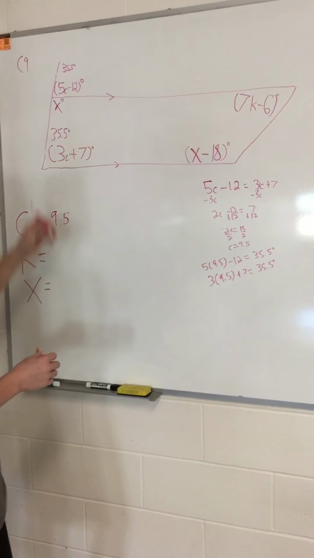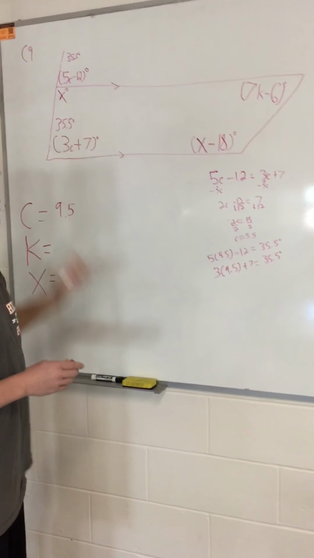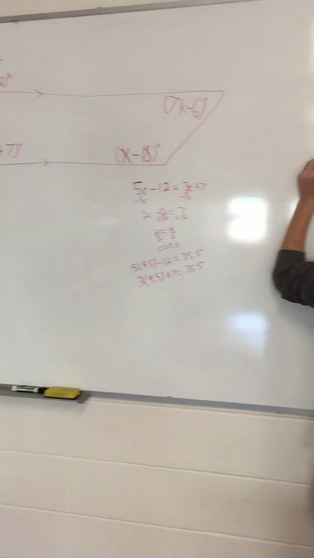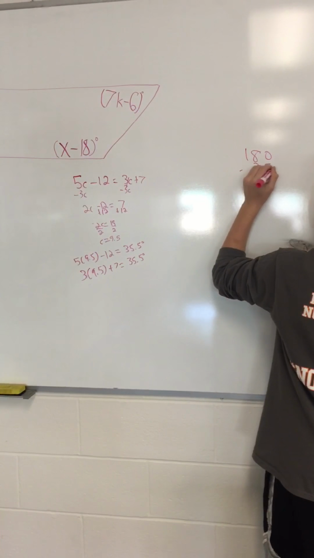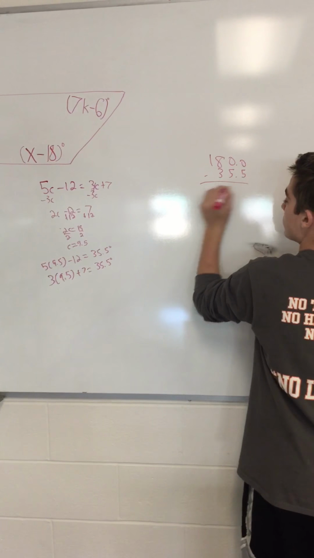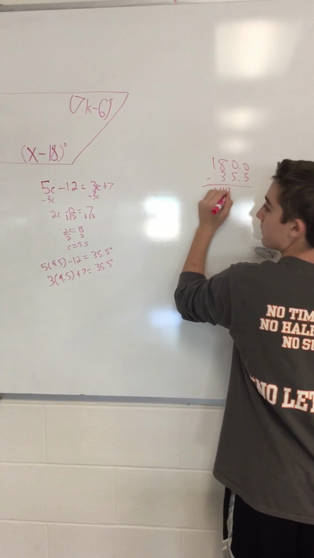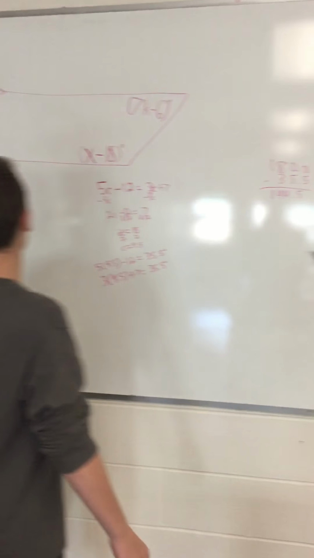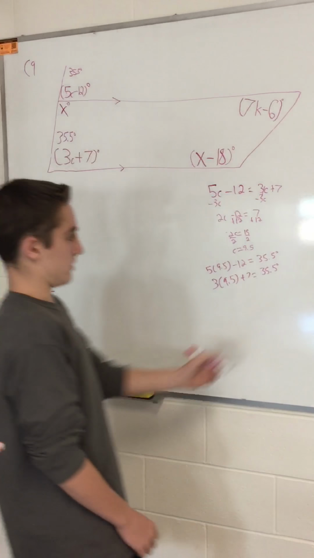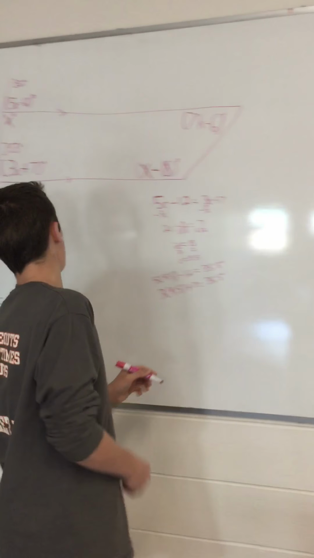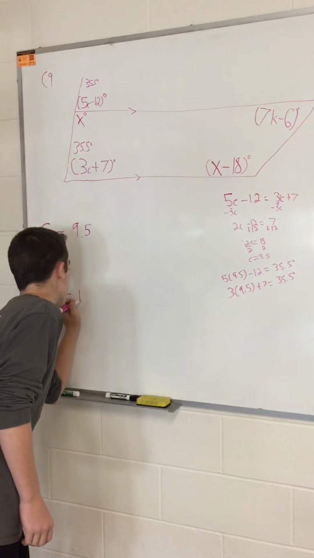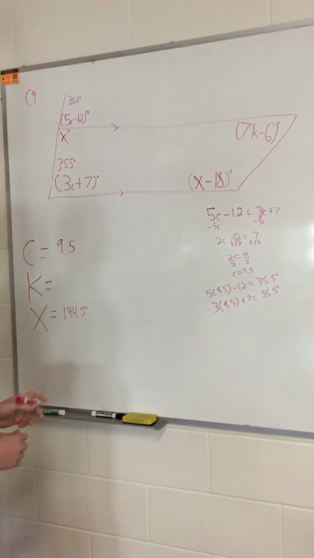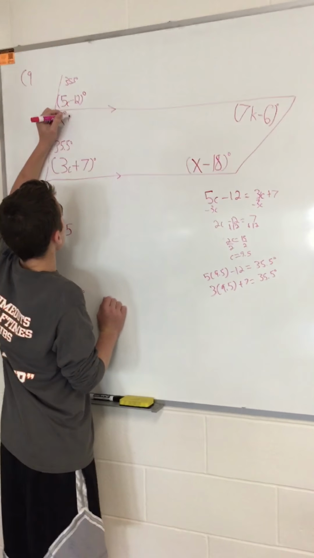Now that we know that's 35.5, x is the supplement angle to that. So we need to subtract 180 minus 35.5, which will give you 144.5. Since you figured out 144.5 degrees for x, you will now put that down over here. So now you have two of your variables out of the way. Okay, and then we're going to mark it over here.